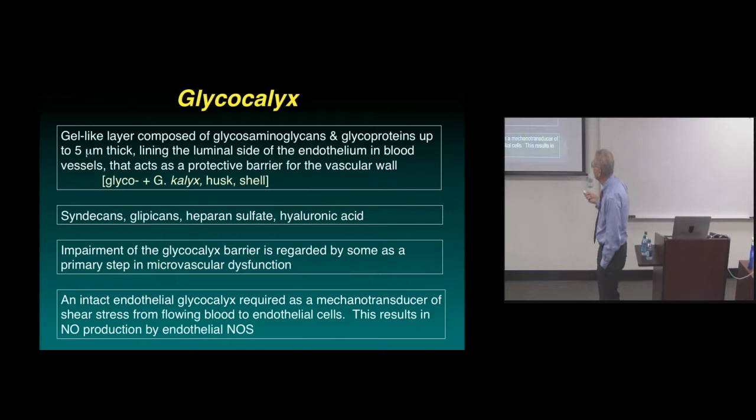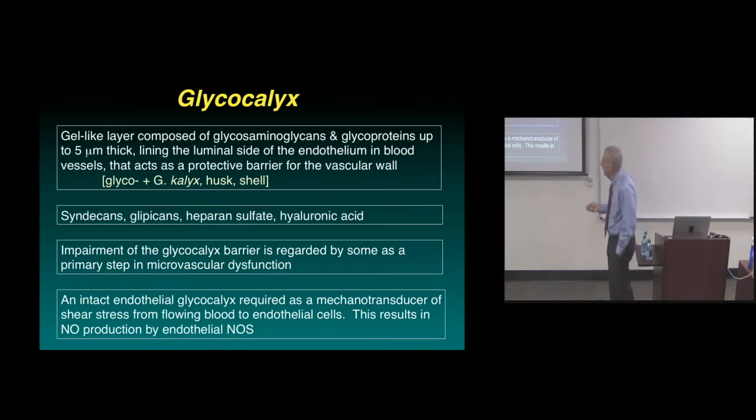And it's on the luminal side, the part where the blood flows, of the blood vessel, of the endothelium, and it acts as a kind of protective barrier. So glyco, sugar, then calyx, meaning a husk or a shell. There are proteins involved like syndecans, glypicans, and then these glycosaminoglycans: heparan sulfate, dermatan sulfate, chondroitin sulfate, hyaluronic acid.